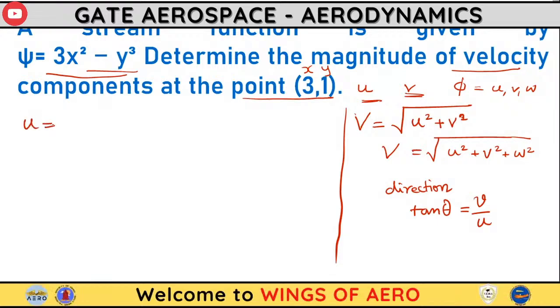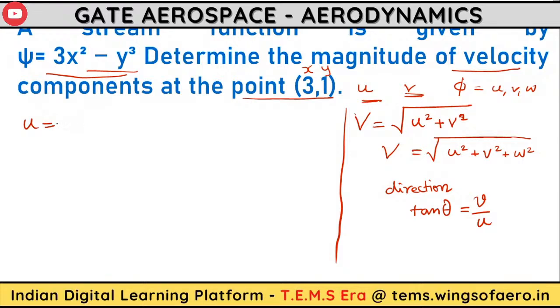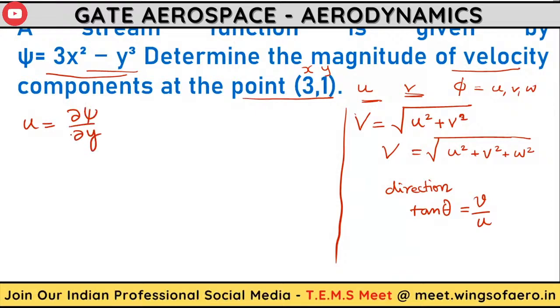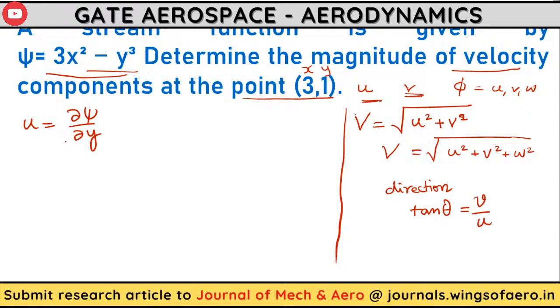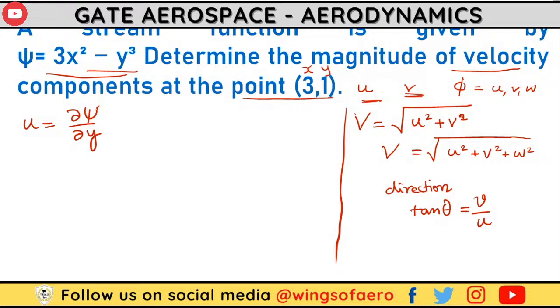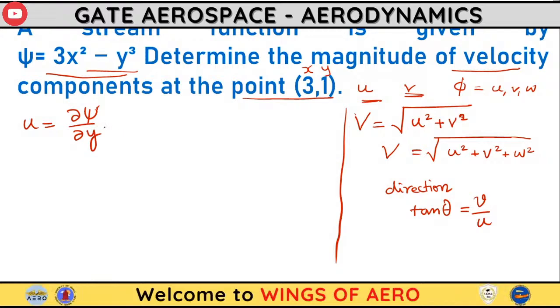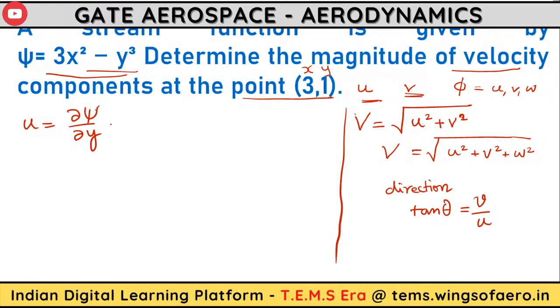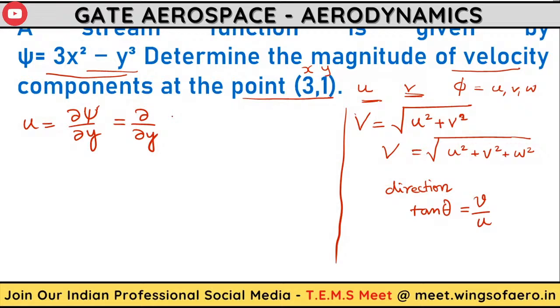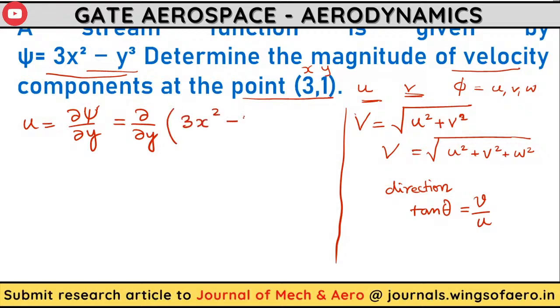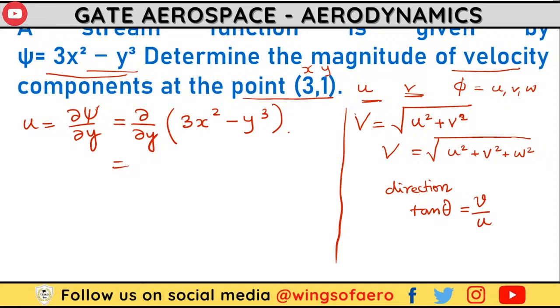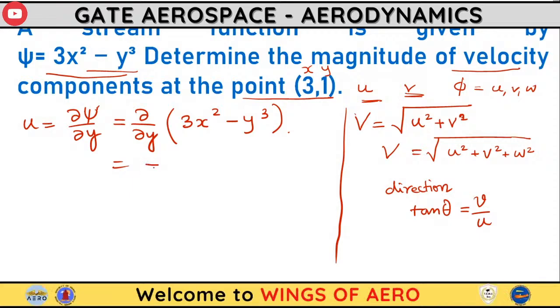So what is u? Tell me the formula of u. Del psi by del y. Now look into the formula. Just ensure whether there is a negative or positive. Look into the notes which I've given. Whether the value is negative or positive, ensure that once again. Now solve and tell me what will be the value.